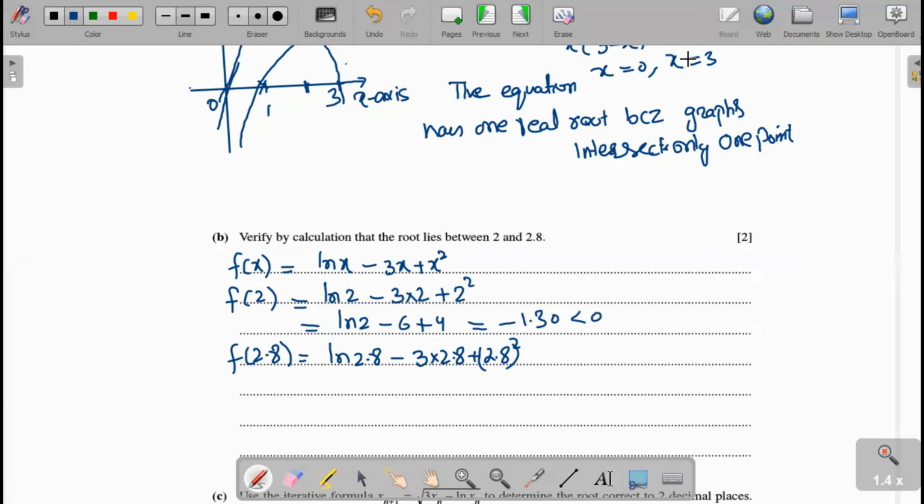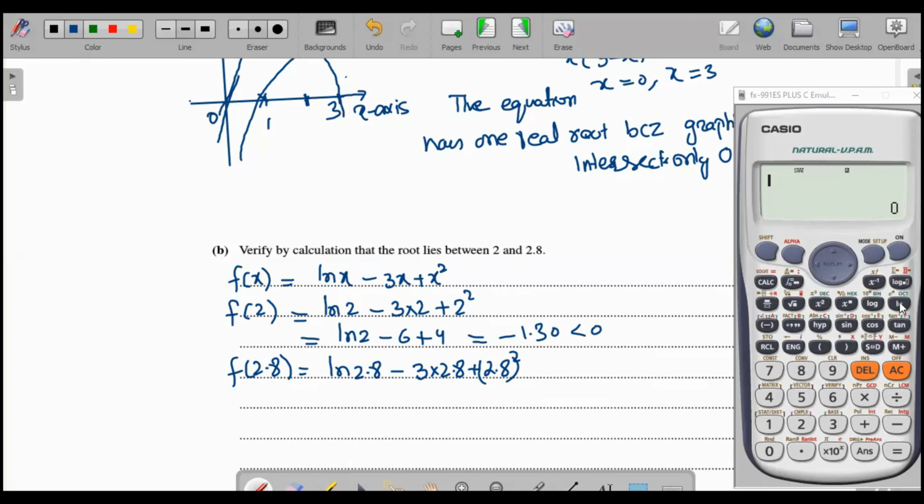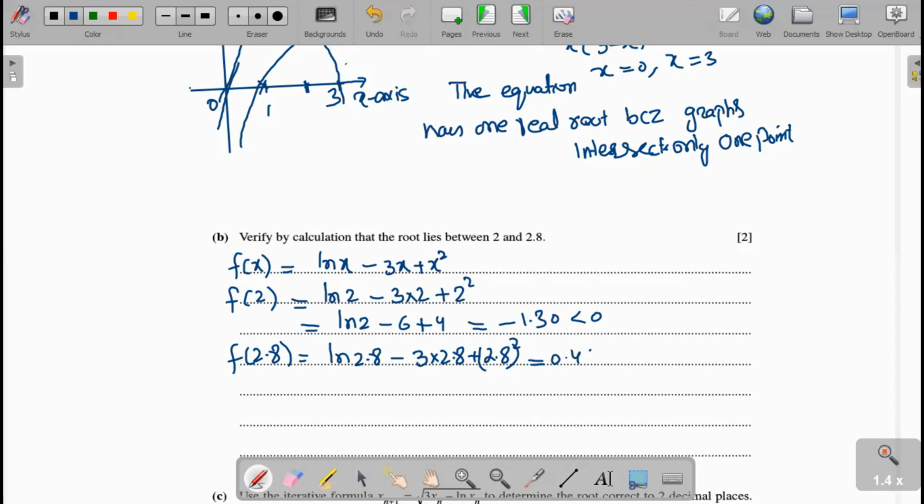Now we find the second value: ln 2.8 minus 3 multiplied by 2.8 plus 2.8 squared. Now the value is 0.4696. That value is greater than 0.